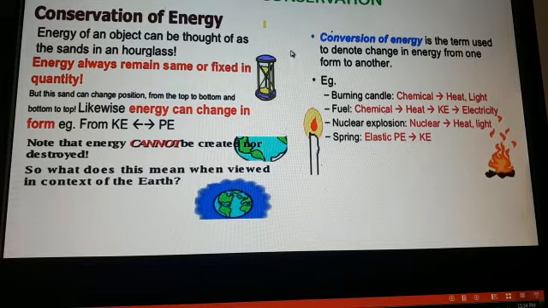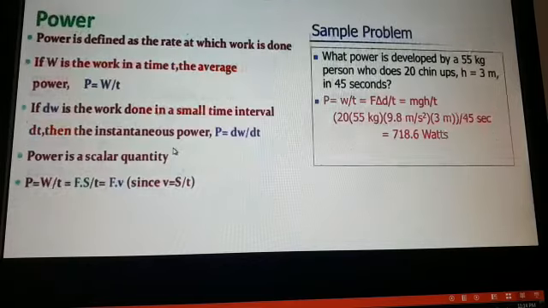The principle of conservation of energy states that energy cannot be created or destroyed. It can be changed from one form to another. Now, what is power? Power is defined as the rate at which work is done. This is the equation: power is equal to work done divided by time. If W is the work done in time T, the average power is P equal to W divided by T.